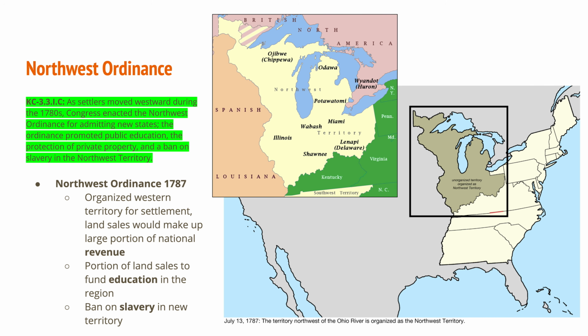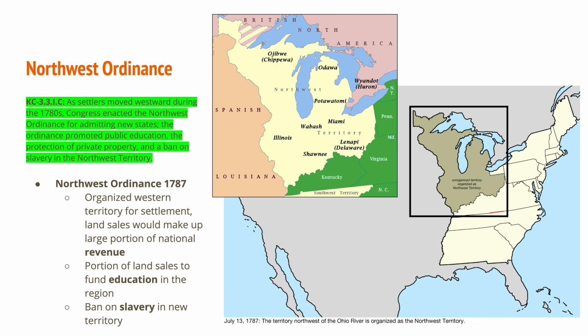It created the plots that were going to be sold off. The land sales were going to feed the treasury because it was going to be the new national revenue. This was the only way that the Articles of Confederation could get money in their treasury. A portion of the land sales would go to fund education in the territory. Land would be specifically parceled out so that a portion of the profits was going to go to funding education.